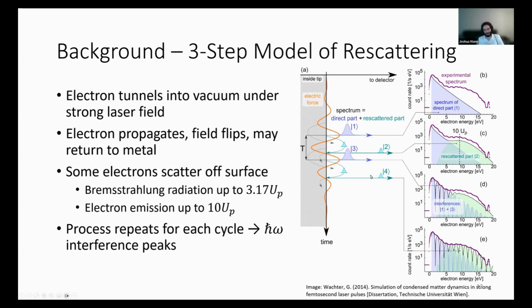Then this process repeats for each cycle of the laser, and so in a semi-classical picture, you can interfere those different contributions and give you your h bar omega peaks that would normally correspond to the multi-photon emission order.